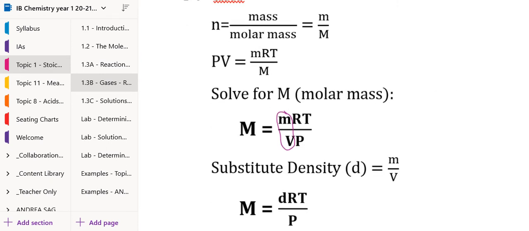So in place of that mass over volume, we can replace density depending on what we have. If it's a question where they give us mass and volume, we would use this. If it's a problem with density, we would use this version.